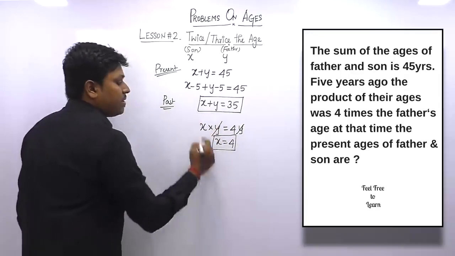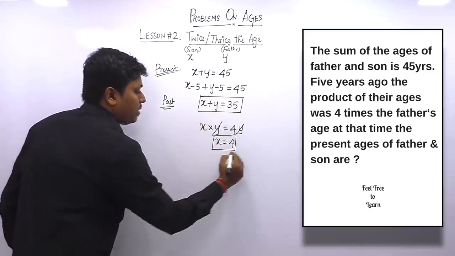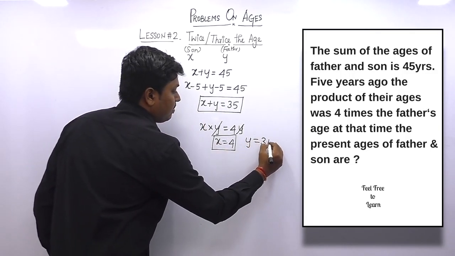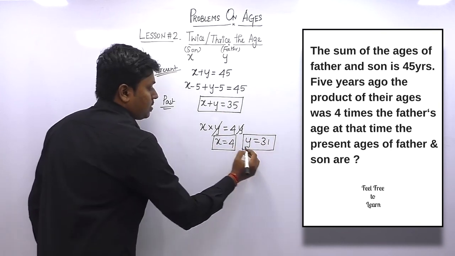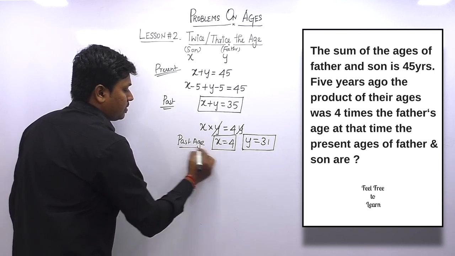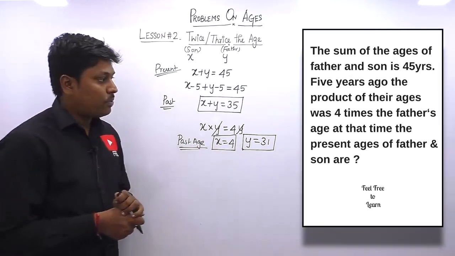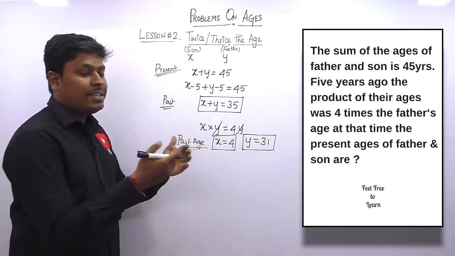So substitute x is equal to 4 here. Once you substitute x is equal to 4, 35 minus 4 will be 31. So we can say the value of y will be 31. So this will be the past age. So in the past, father's age will be 31 and the son's age will be 4. And what is our target? Our target is to find the present age.